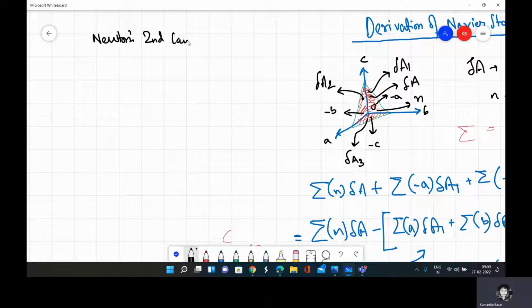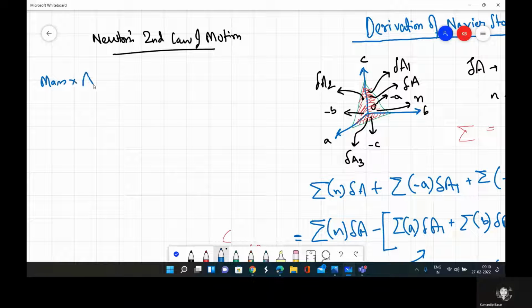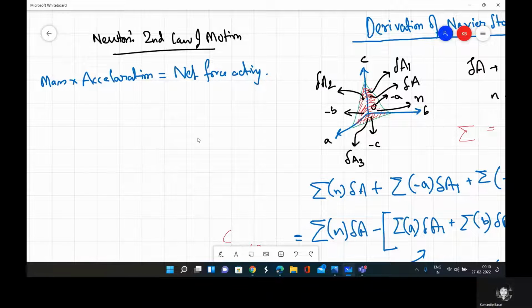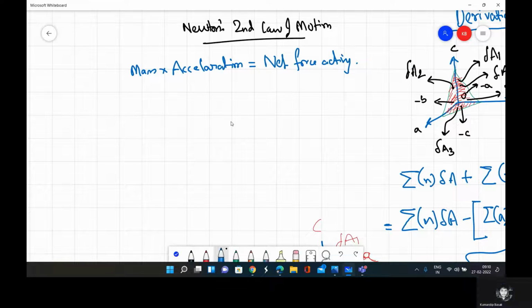So as we are applying Newton's second law of motion, we get mass into acceleration equal to the net force acting on the element. Fine. So what is this net force? This net force can be surface force and also volume force.